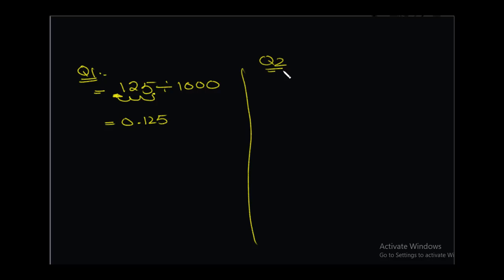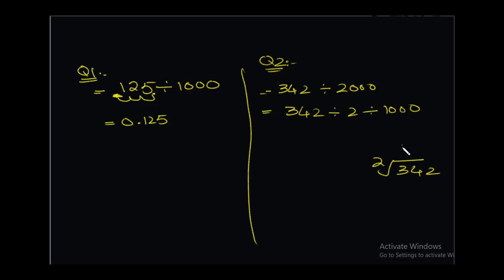Okay, let me solve another question, that is a multiple of 1000. So let me take 342 divided by 2000. This is a multiple of 1000. So I can write it as 342 divided by 2 divided by 1000. Whenever we divide 342 by 2, 2 ones are 2. We minus it. We get 1. 4 comes down. 2 sevens are 14. It's finished. Now 2 moves down and 2 ones are 2.